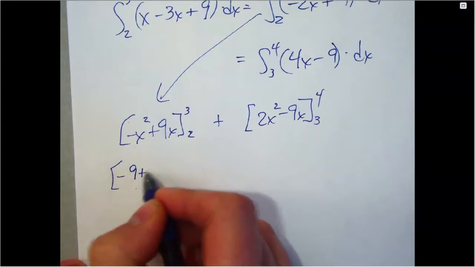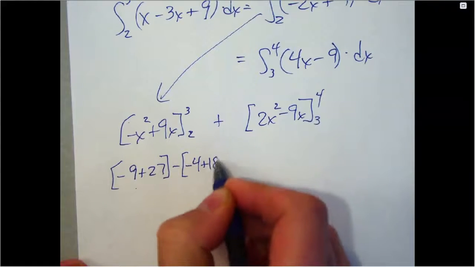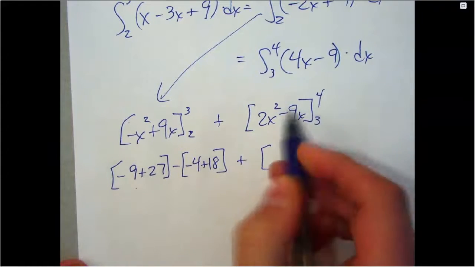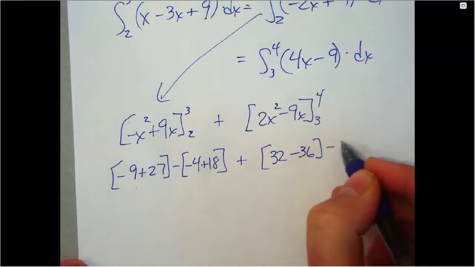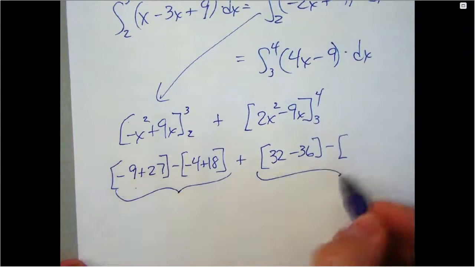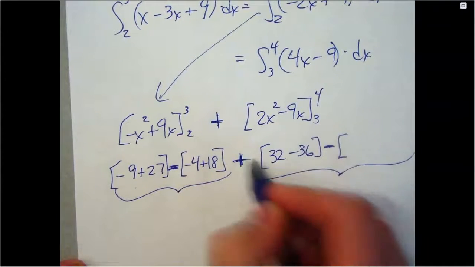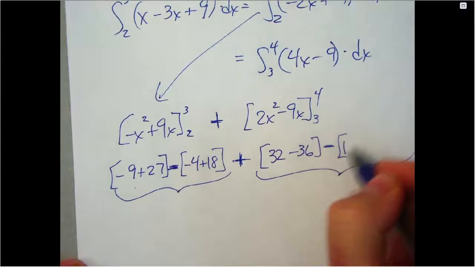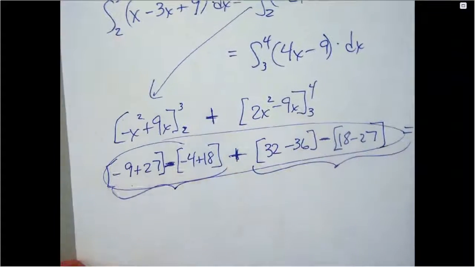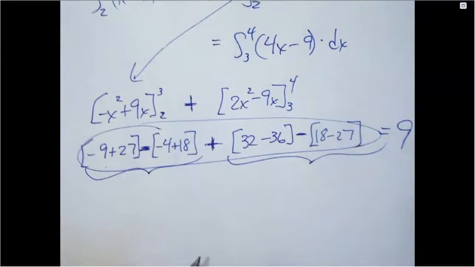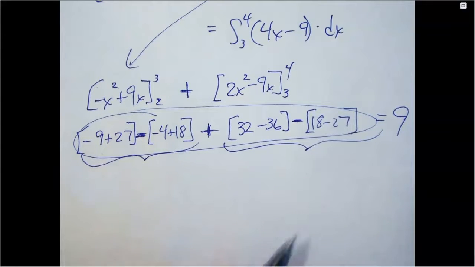So this is like negative 9 plus 27 minus negative 4 plus 18 plus 2 times 4 squared is 32. So this is like your top minus bottom and your top minus bottom. That's why these are both minus signs. And then you're adding the two integrals together. That's why this is a plus sign. I don't know if you work all that out, but you can actually just leave it right there. You can't leave powers, so don't leave something like 2 squared. But you can leave addition, subtraction, multiplication, division.